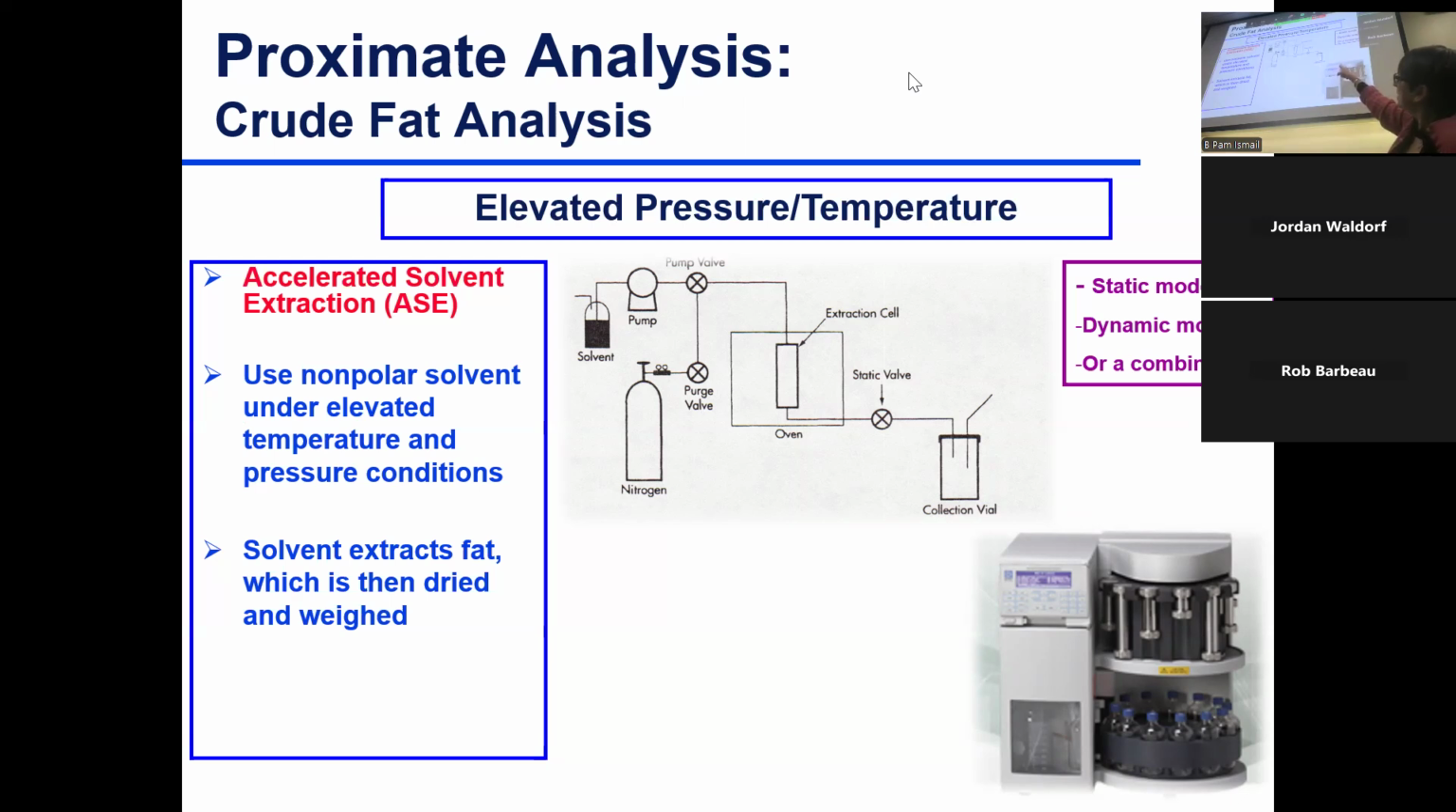You can run it in static mode, where you are just allowing it to soak and extract, or in dynamic, where that valve is open and you continuously put solvent and extract. Now, of course, we can have better efficiency when it is open, not static, or continuous. But the issue with that is you use a lot of solvent, so it might be a little bit more expensive.